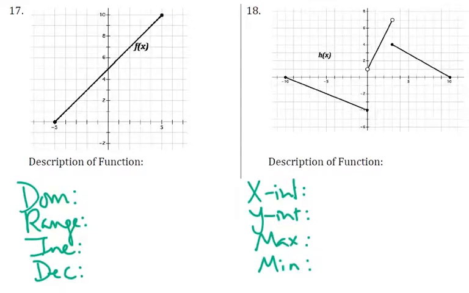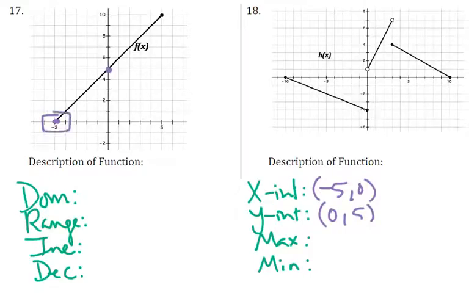So I always like to start with the easier ones, the maximums, the minimums, and the x and y-intercept. So looking at 17, easy to see our x-intercept, right? Negative 5, 0. Easy to see our y-intercept, 0, 5. Our minimum happens to be the same as our x-intercept, lowest point. Our highest point is right up there at 5, 10.